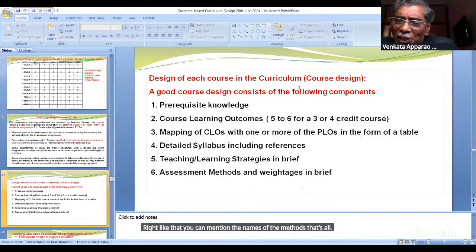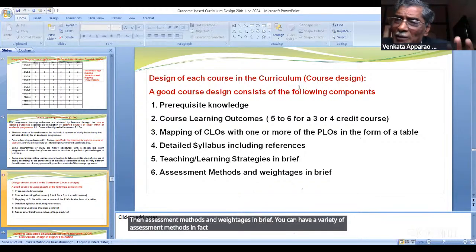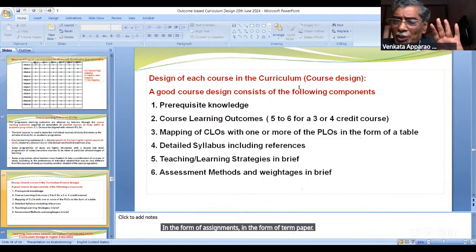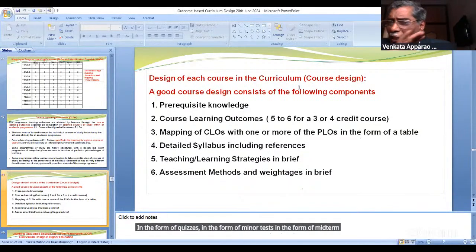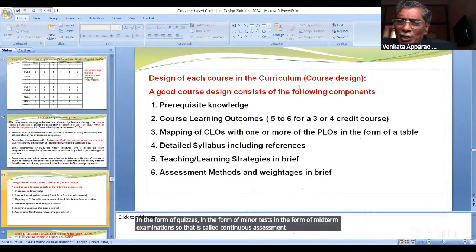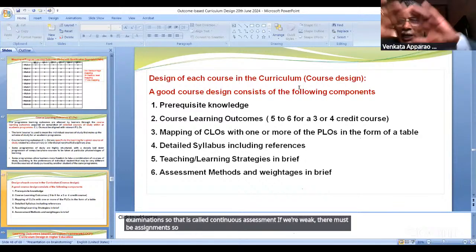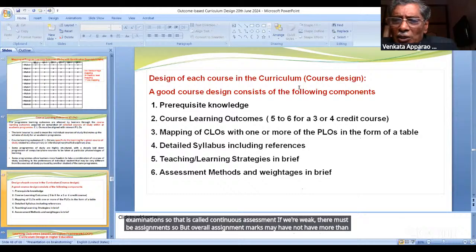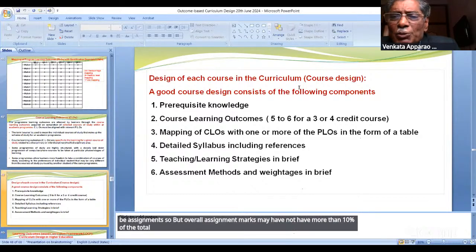Then assessment methods and weightages in brief. You can have a variety of assessment methods. In fact, flexibility must be there in the form of assignments, term papers, quizzes, minor tests, and midterm examinations. That is called continuous assessment. Every week there must be assignments, right? But overall assignment marks may not be more than 10% of the total, right? But there must be flexibility.